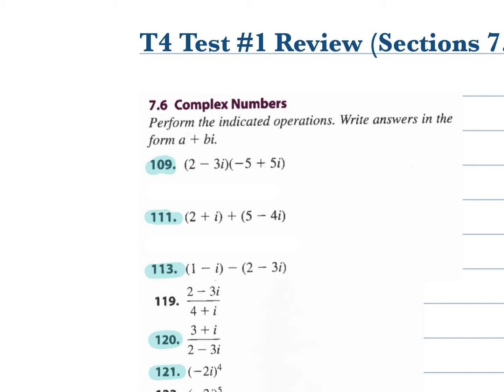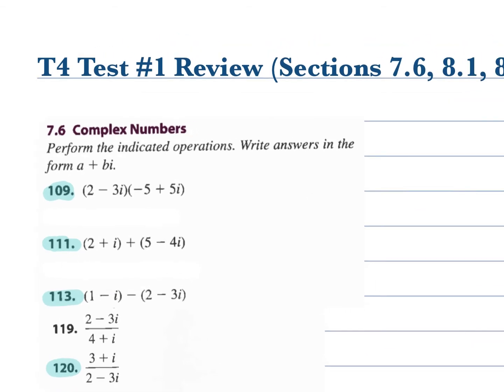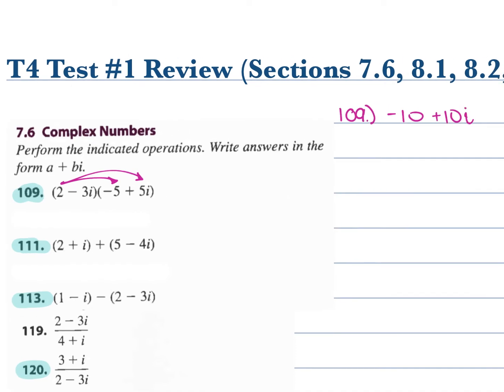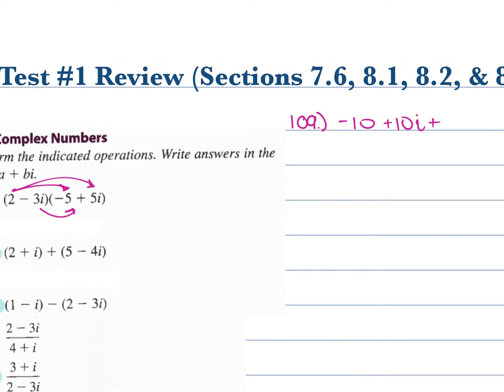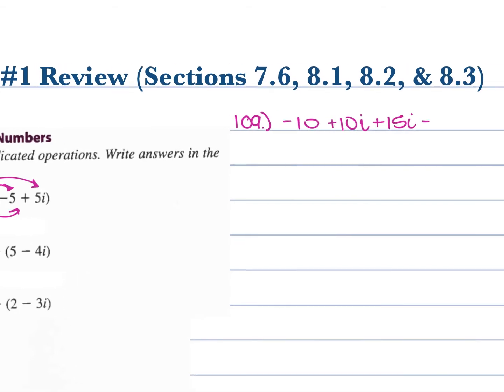You're just going to FOIL this out, combine like terms. So when you FOIL it out, you're going to do 2 times negative 5, which is negative 10. Then 2 times 5i is positive 10i. Then the negative 3i times 5, or negative 5, is a positive 15i. And negative 3i times positive 5i is a negative 15i squared.